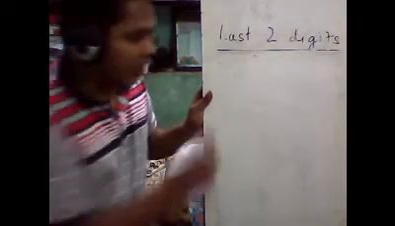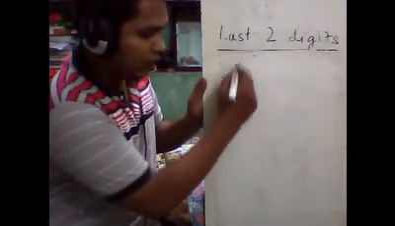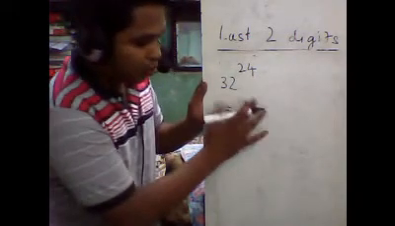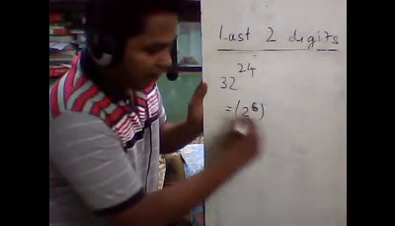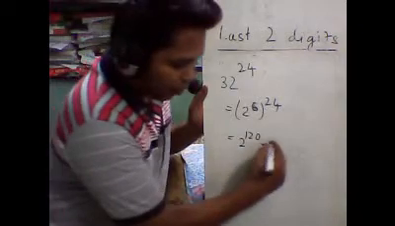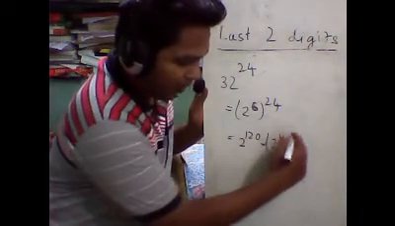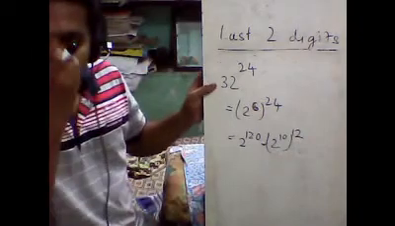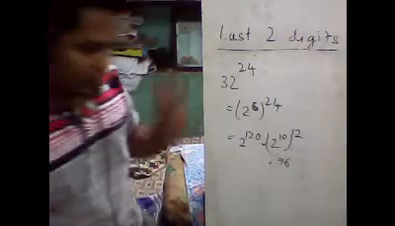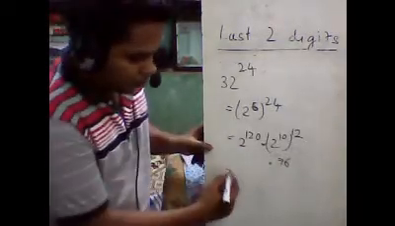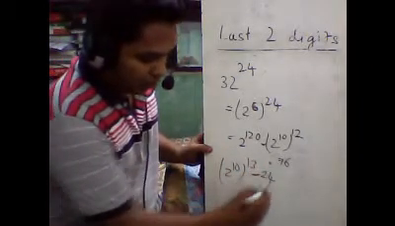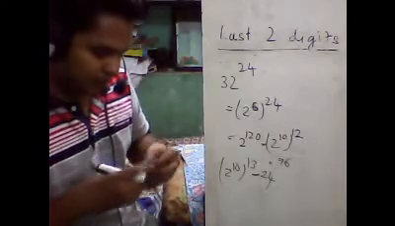So, if the question is like, find the last two digits of 32 to the power of 24, 32 is 2 to the power of 5, and 2 to the power of 5 raised to the power of 24 is 2 to the power of 120, which is 2 to the power of 10 raised to the power of 12. 12 is an even number, so it ends with 76. If it is an odd number, that is if 2 to the power of 10 raised to the power of 13 was asked, the last two digits are 24.